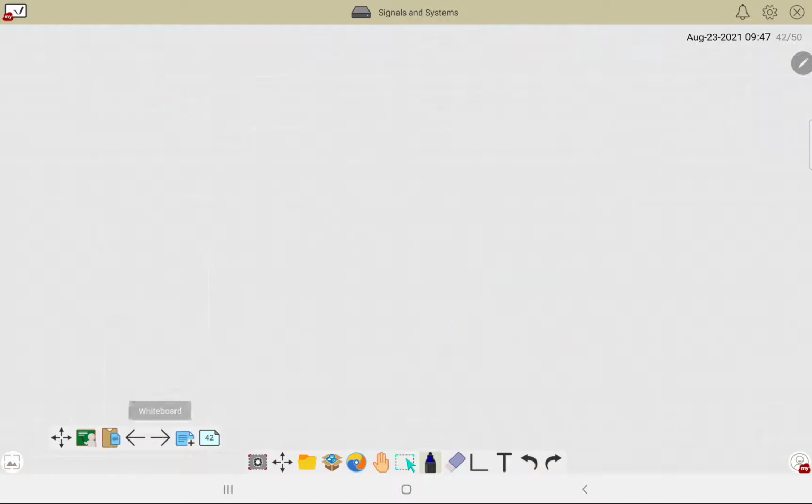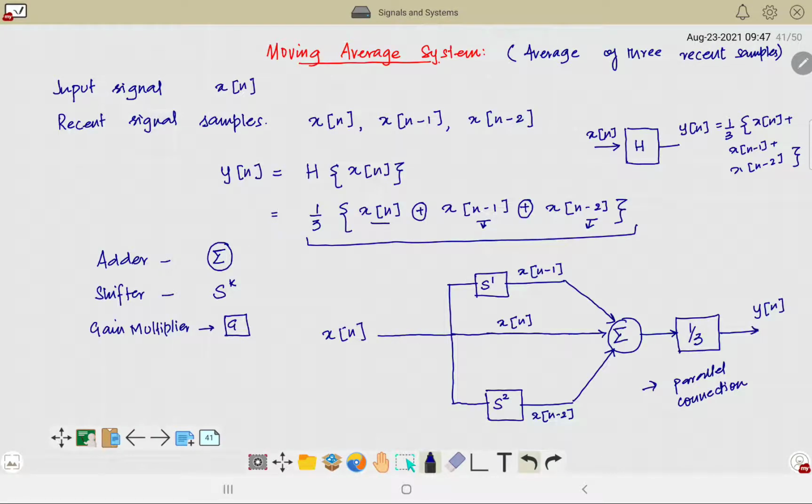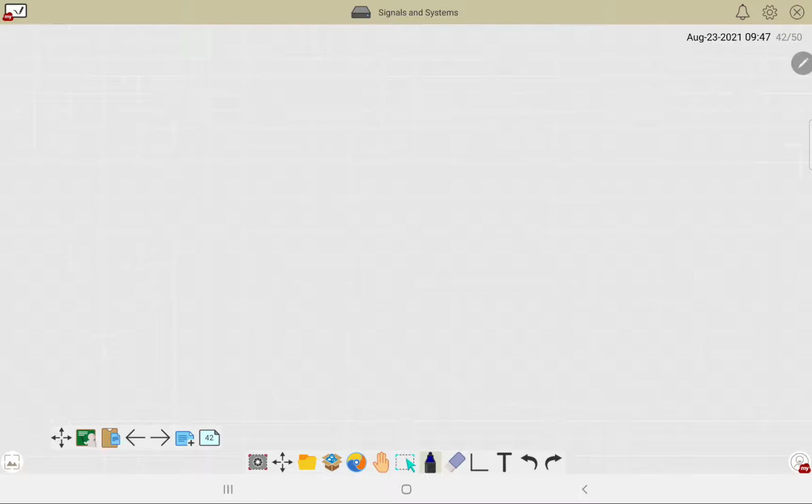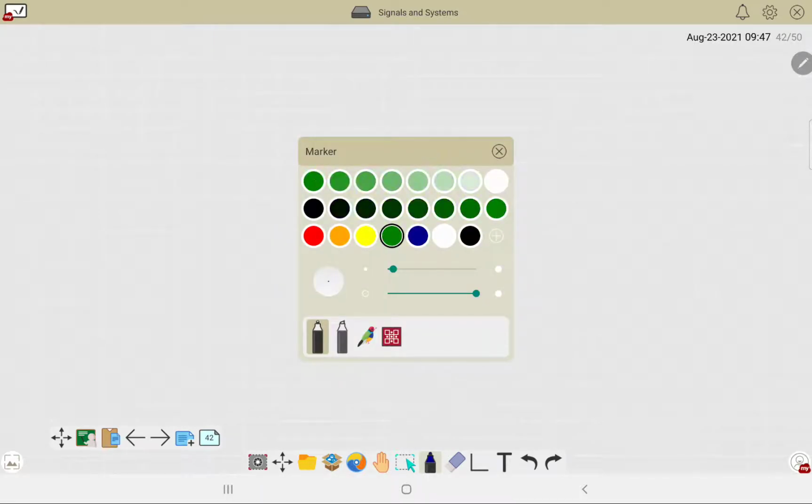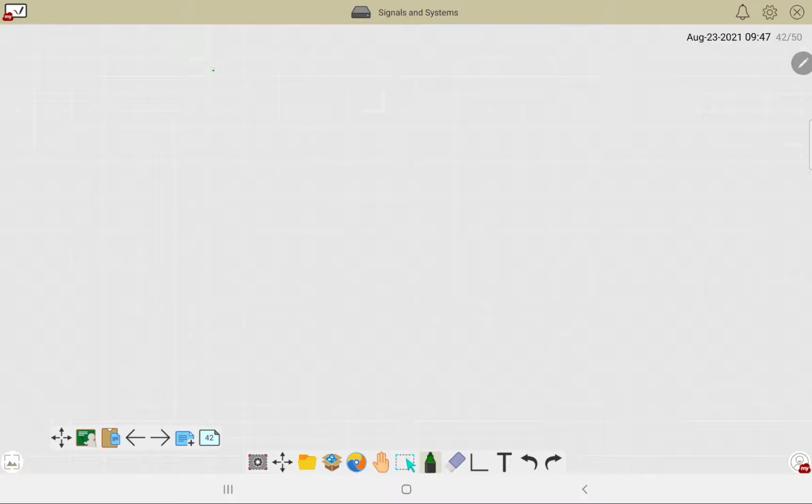I can have the same functionality but implement it in a slightly different way. Like this. Again, I will start with my original signal x of n. Then I will first use a shifter, so that I can get x of n minus 1. Then on the same I will use another shifter. It will shift this x of n minus 1 by 1 unit, so I will get x of n minus 2.